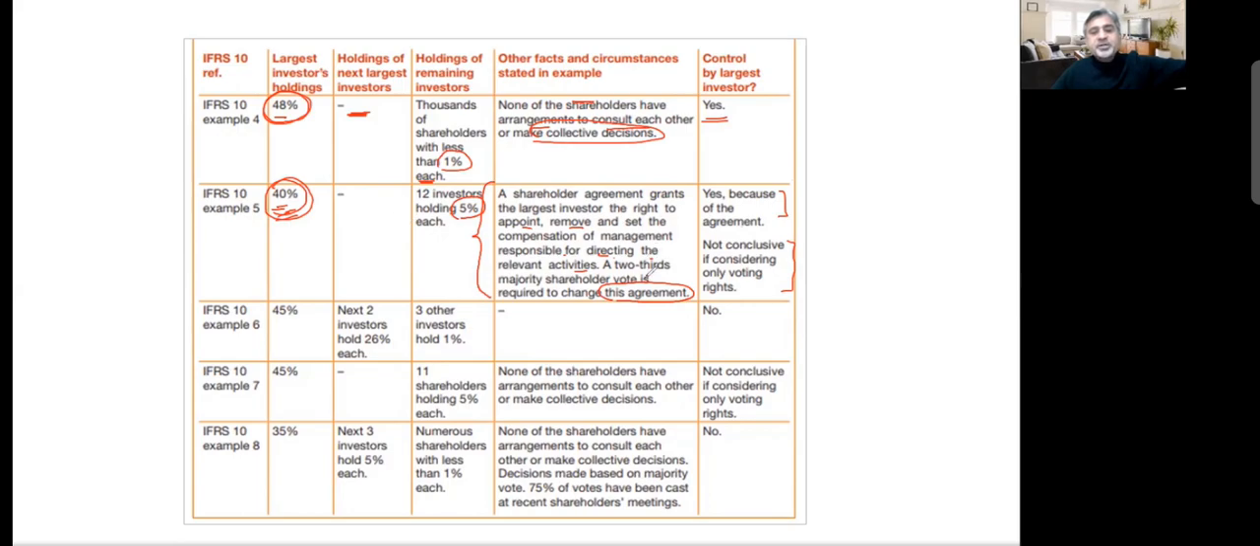And how can this agreement be changed? A 2/3 majority shareholder vote. Whoever is present in the meeting, 2/3 majority shareholder vote. If they can bring a 2/3 shareholder vote, this agreement can be changed. If this can be removed, you will lose control.